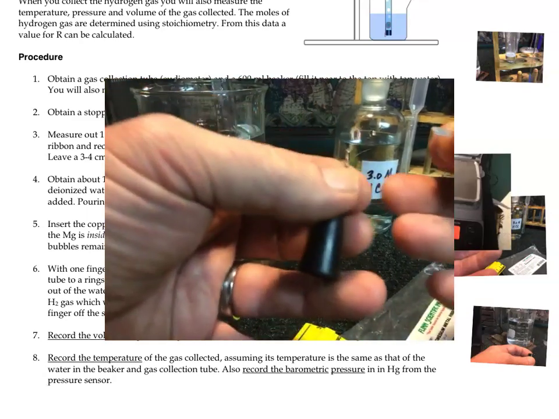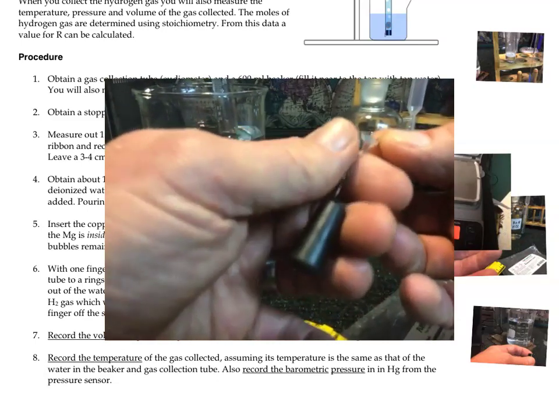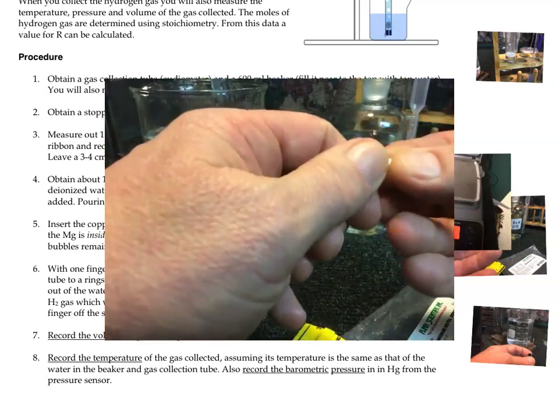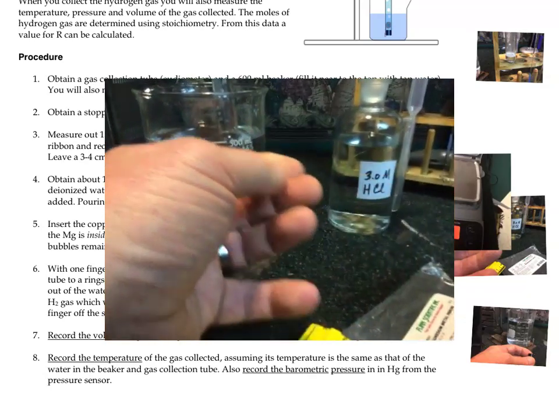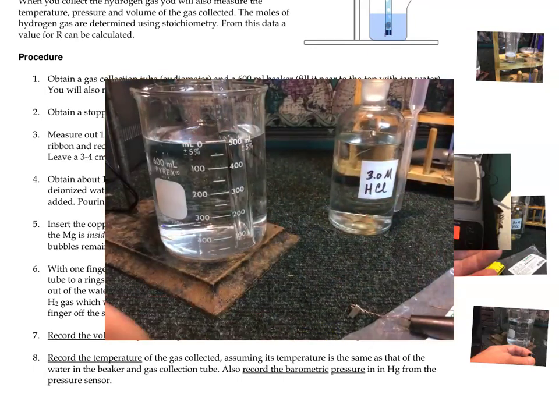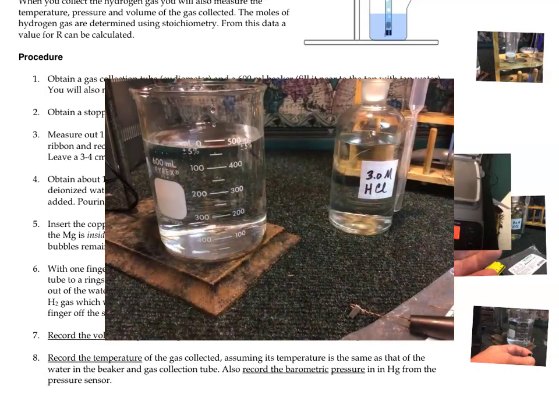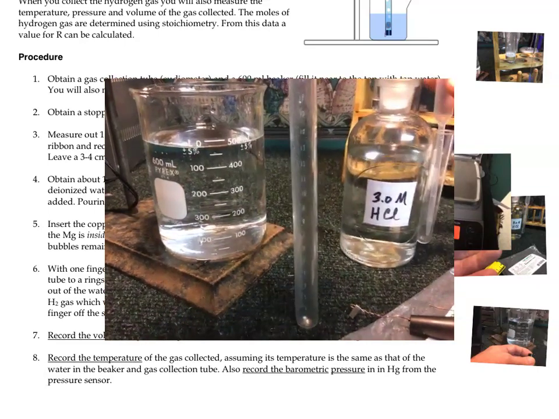Next, we're going to secure that on our little piece of copper wire. The purpose for this is to keep the magnesium from floating away. So essentially like that, and that's going to go in our eudiometer. Next, we're going to put about 15 milliliters of the hydrochloric acid into our eudiometer.